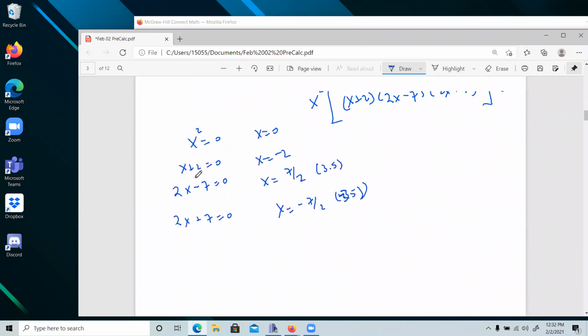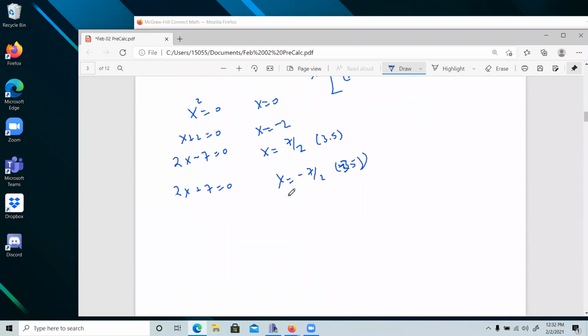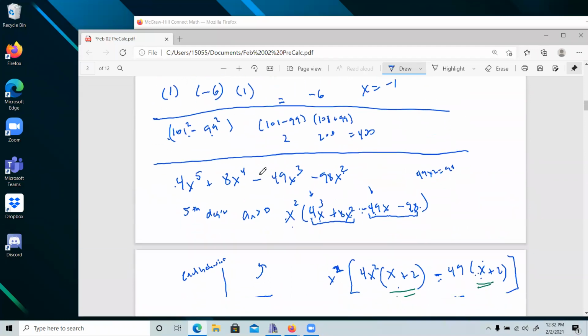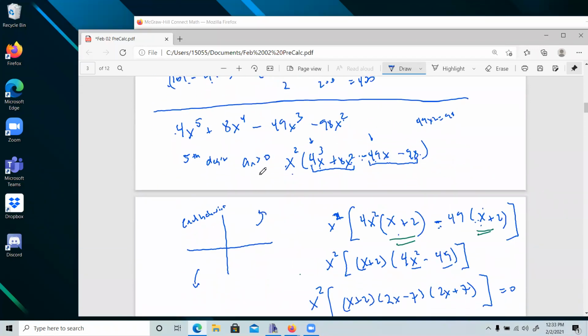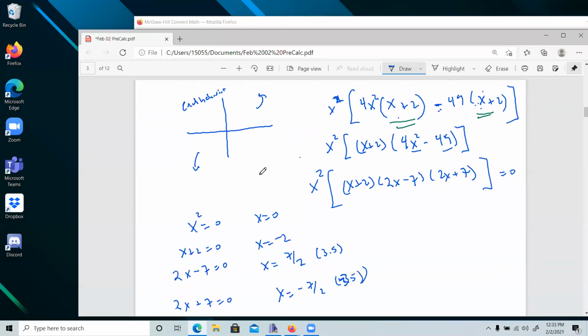Yeah, let's pick 1 and -1. So we have x squared, we have x plus 2, we have 2x minus 7, 2x plus 7. So when x is equal to 1, I just want to make sure I got the right thing here. Yeah, I think we're okay.